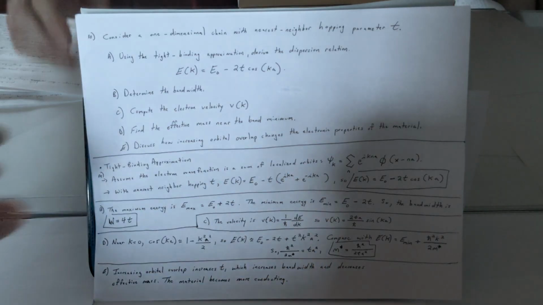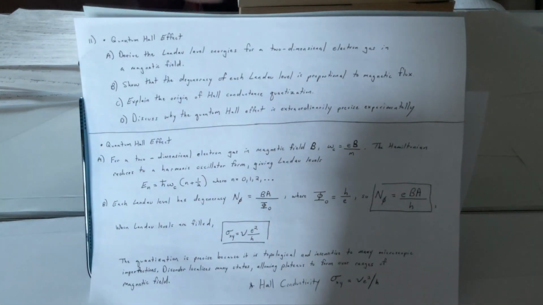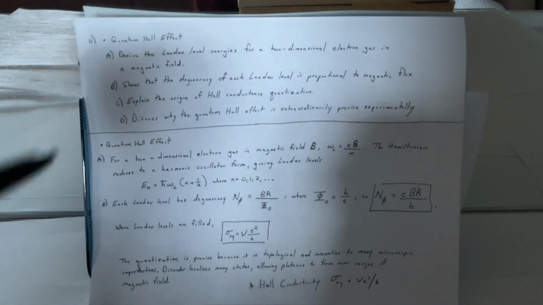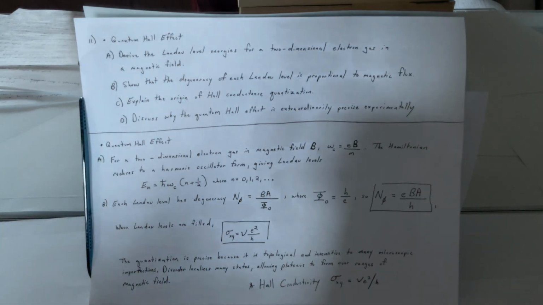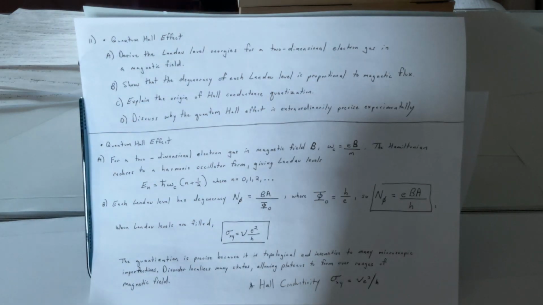Moving along to number 11. Quantum Hall effect. Part A: derive the Landau level energies for a two-dimensional electron gas in a magnetic field. That's more of a showing than anything, not deriving from scratch. Part B: show that the degeneracy of each Landau level is proportional to magnetic flux. Part C: explain the origin of Hall conductance quantization. Part D: discuss why the quantum Hall effect is extraordinarily precise experimentally.